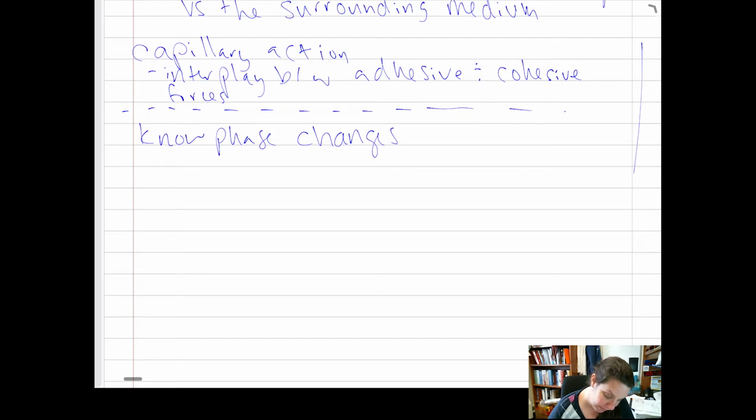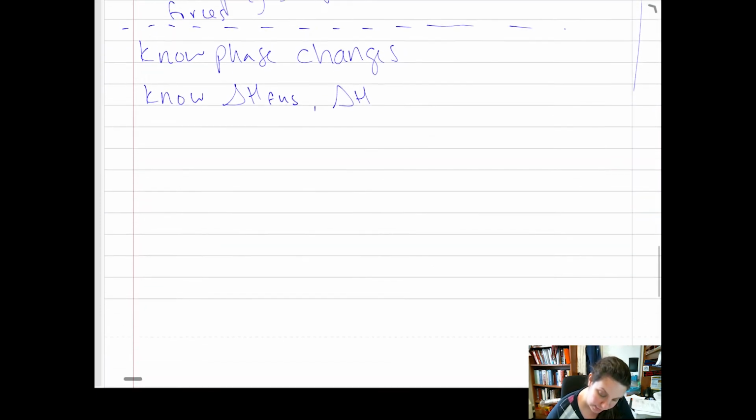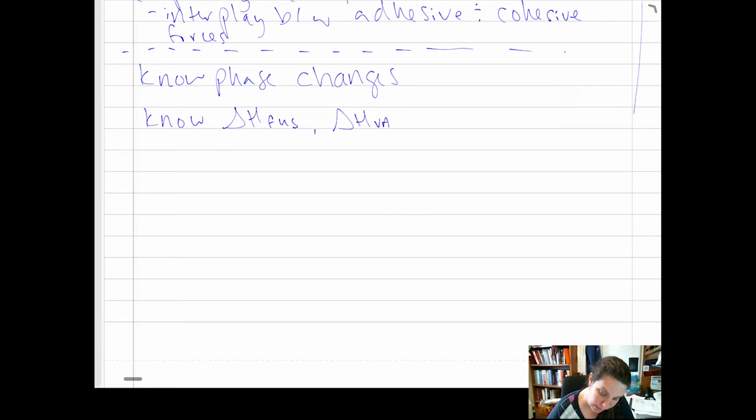So know phase changes, delta H fusion, delta H vaporization, and then delta H sublimation. We've never used delta H sublimation, so we probably won't.